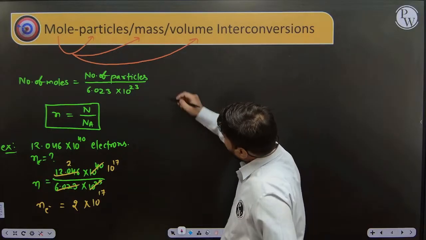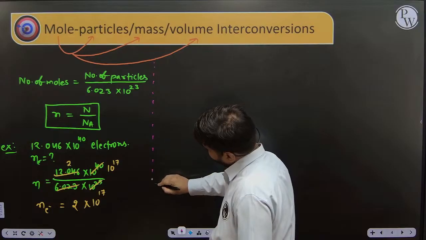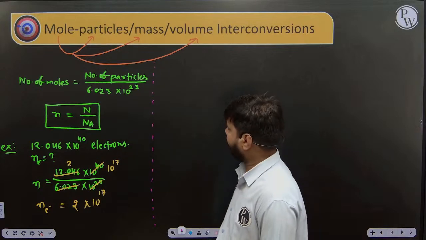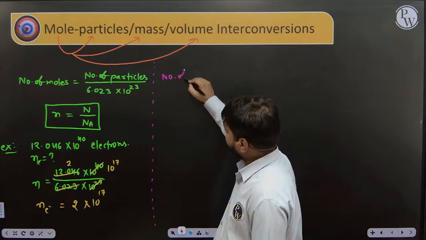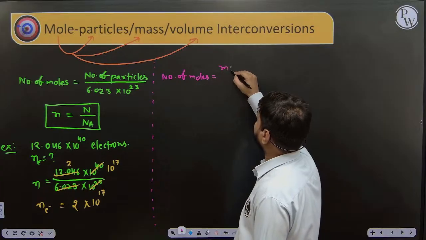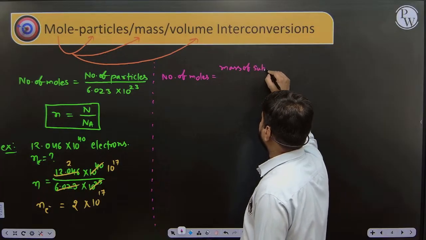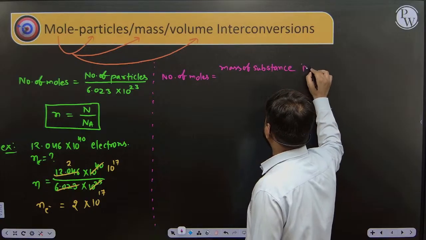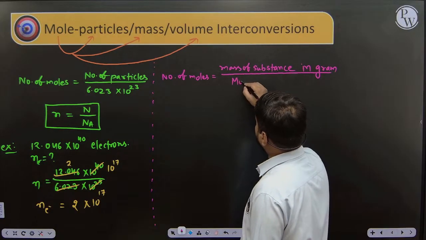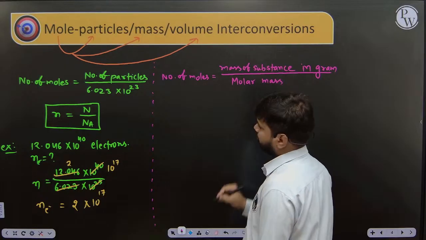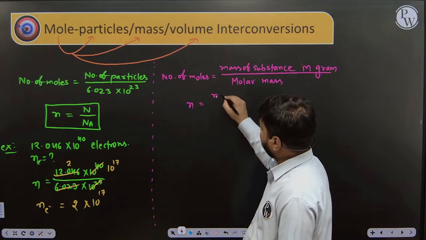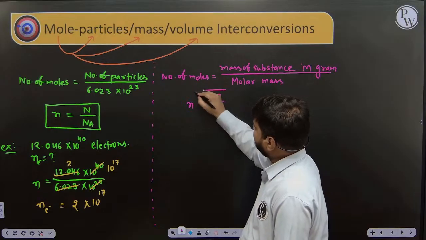Let's discuss the next interconversion, which is mole to mass conversion. So again we have the formula: number of moles is equal to mass of substance in gram divided by molar mass. In the short form we can write it, number of moles is equal to mass of substance in gram divided by molar mass of the substance.